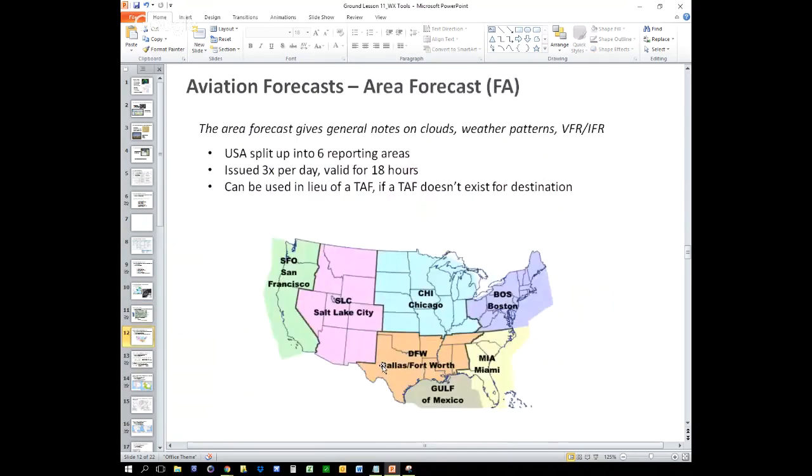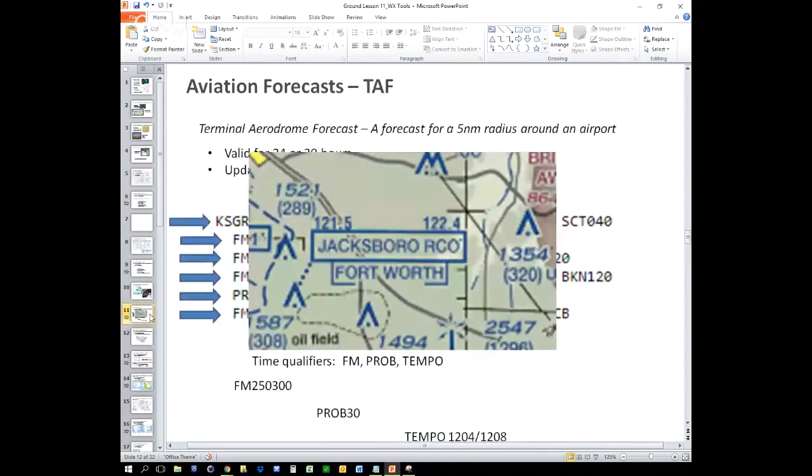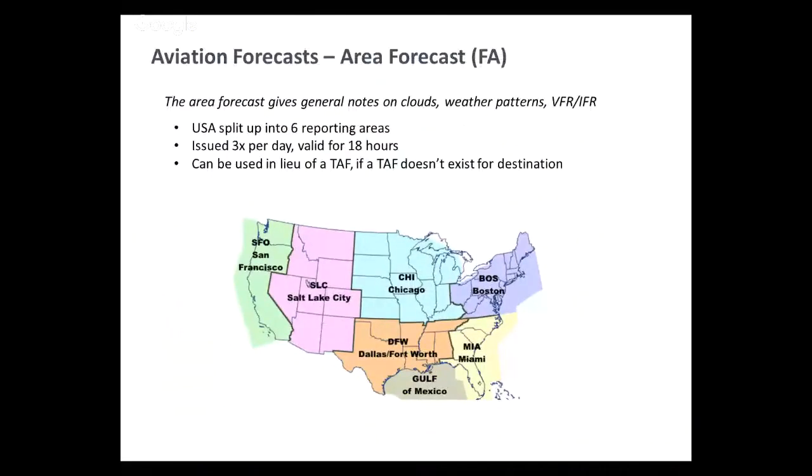All right. So that was TAF. The next forecast tool that we have at our disposal is what's called an area forecast. The acronym for area forecast is FA. And this is like a TAF on steroids, basically. This takes a huge region and gives you kind of a summary forecast.